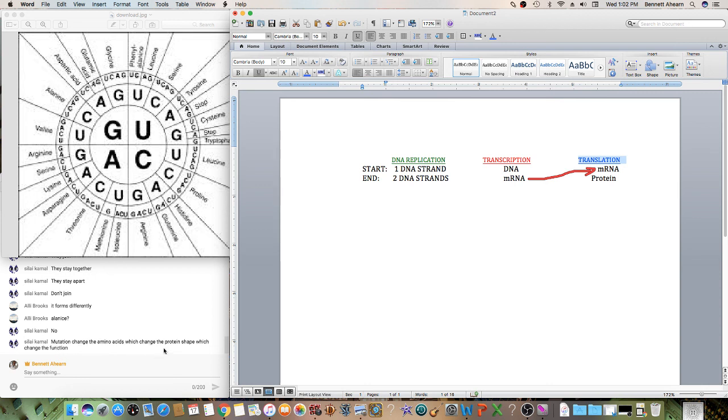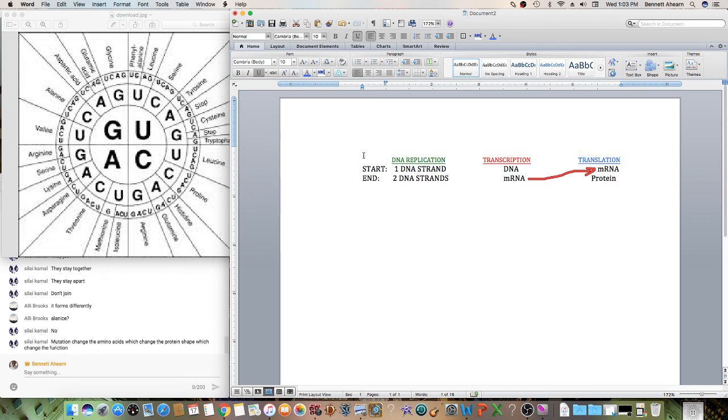Mutations change the amino acids, which change the protein shape, which change the function, right? If I normally make hammers and the recipe's wrong for how to make hammers and I end up with something that's got a metal spike rather than a hammerhead, I've made a drill. And a drill can't do a hammer's job, right? So that's, in essence, what happened there.